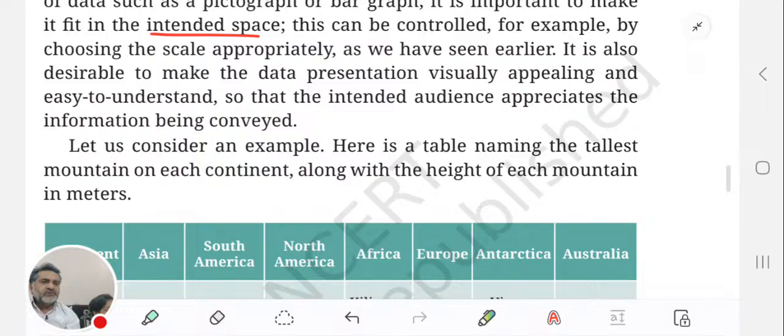As we have seen earlier, it is also described to make the data presentation visually appealing and easy to understand so that the intended audience appreciate the information being conveyed. Let us consider an example. Here is a table of naming the tallest mountain of each continent along with the height of each mountain.